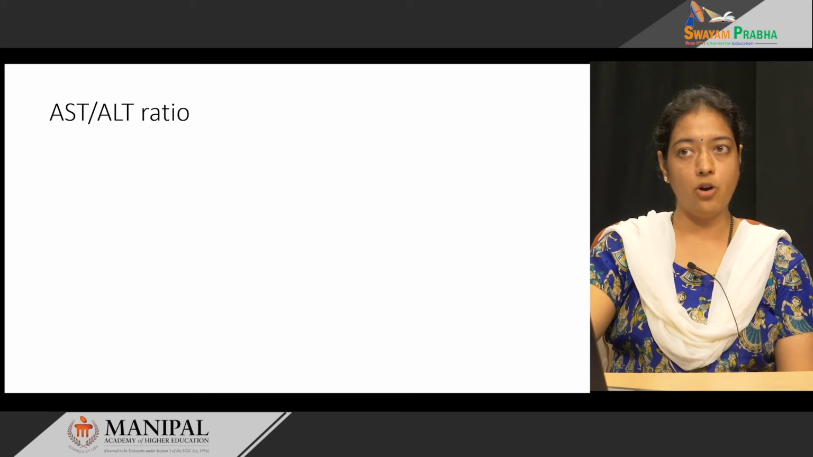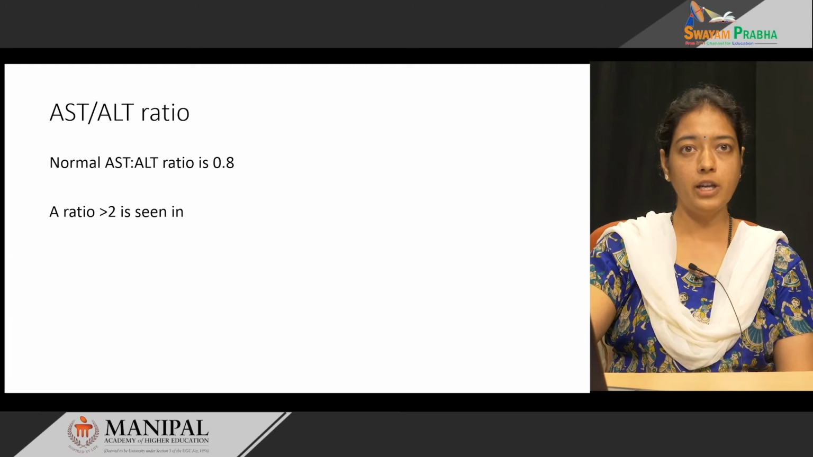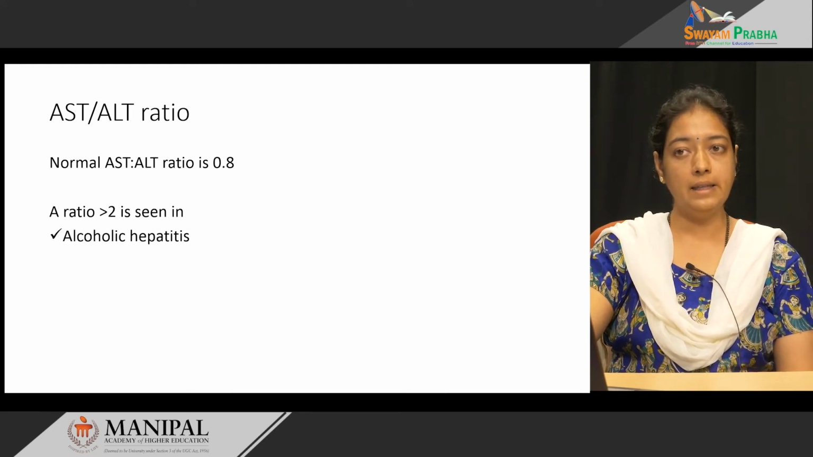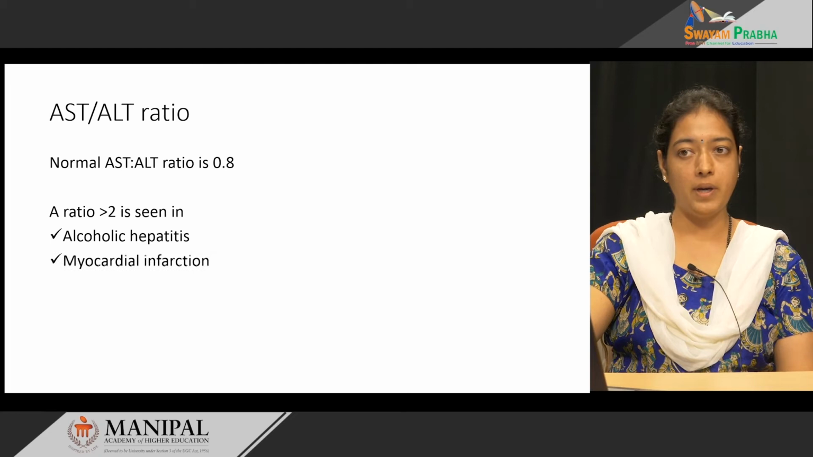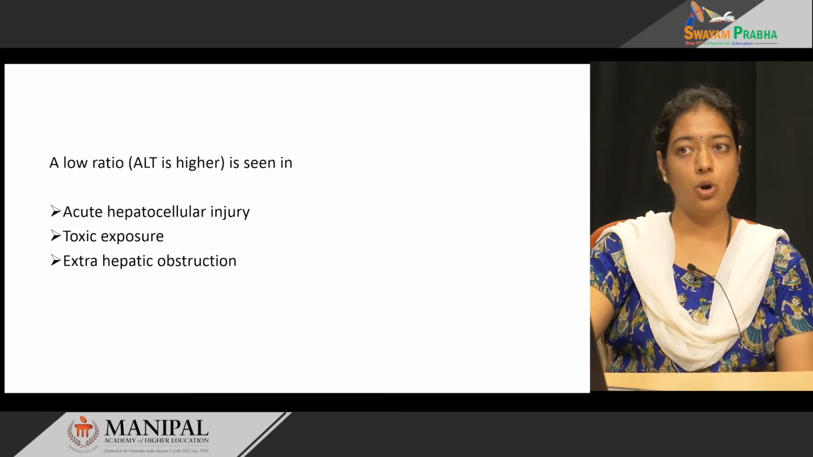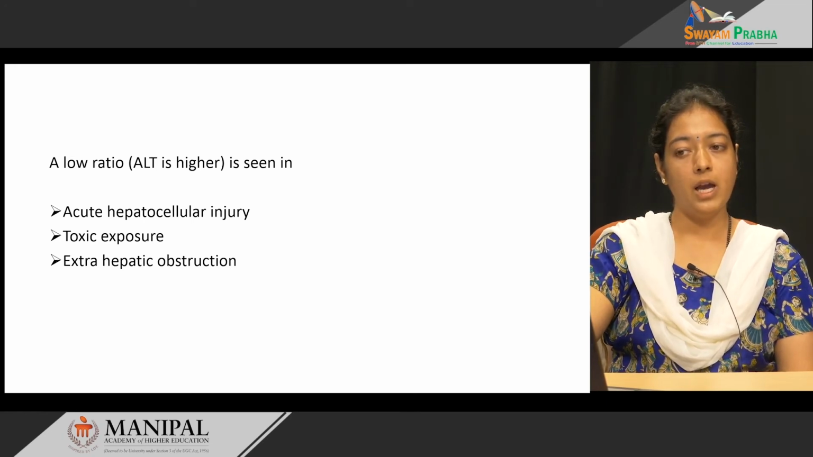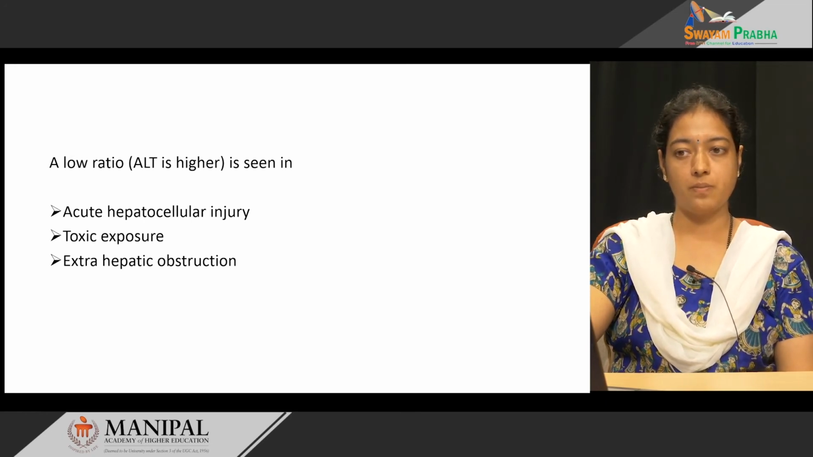We can also look at the ratio of AST to ALT. The normal ratio is 0.8. If the ratio is more than 2, then it may indicate alcoholic hepatitis, myocardial infarction, hepatitis with necrosis, or non-alcoholic steatohepatitis. If the ratio of AST to ALT is lower, which means ALT is very much increased, this is mainly seen in acute hepatocellular injury, toxic exposure of the liver or extrahepatic obstruction.